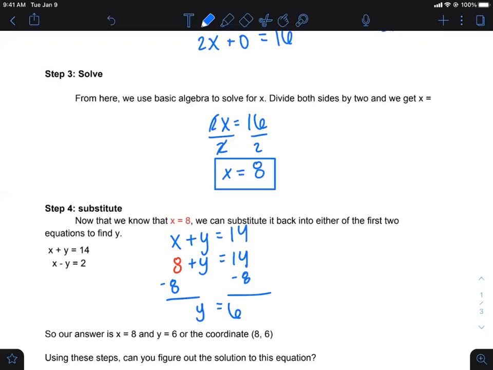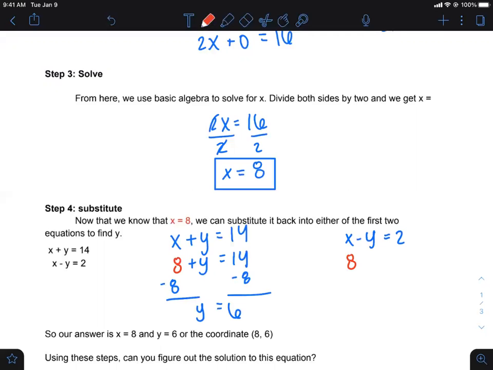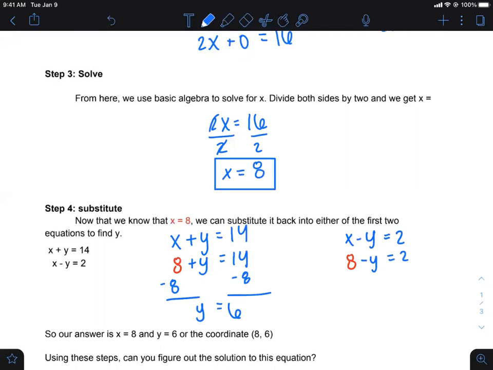Now, just for fun, let's go through the second equation. x minus y is equal to 2. 8 minus y equals 2. Still have to subtract 8. But now I have negative y is equal to negative 6. I got to cancel out those negatives. So it's like saying divide everything by negative 1. y is equal to positive 6.